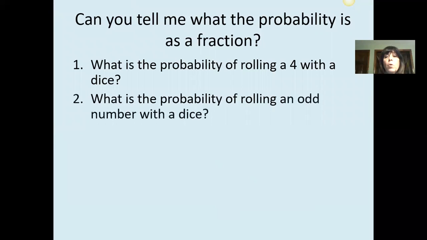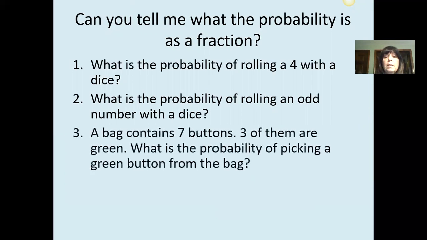What's the probability of rolling an odd number? Now, odd numbers are numbers that are not divisible by 2. So on a die, you would have a 1, a 3, and a 5. So that would be 3 chances out of 6 of getting an odd, and at the same time, 3 chances out of 6 of getting an even.